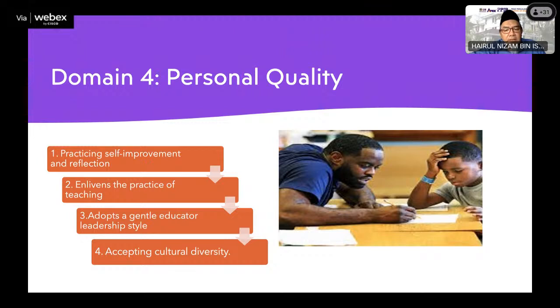And finally, in terms of personal quality, there are also a number of subdomains that need to be developed within our graduates so that they can go into society, into the classroom, and be able to become effective teachers for their students.